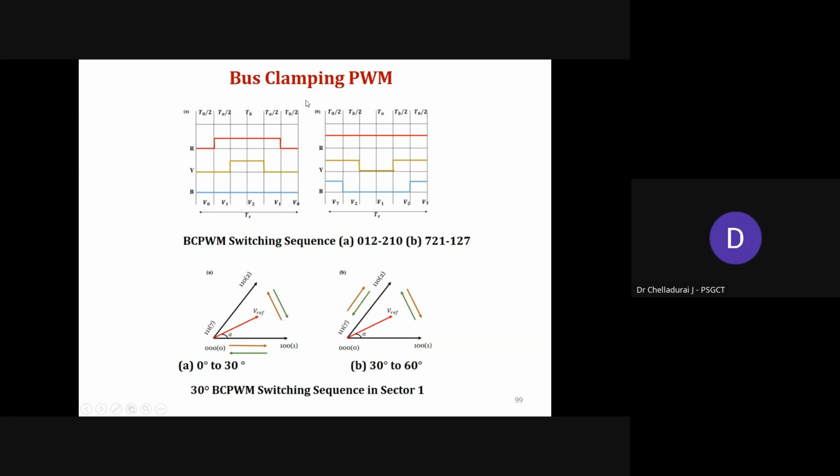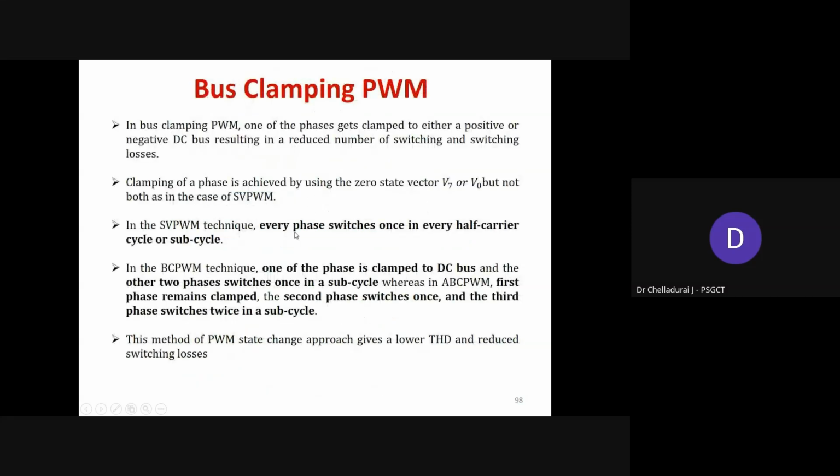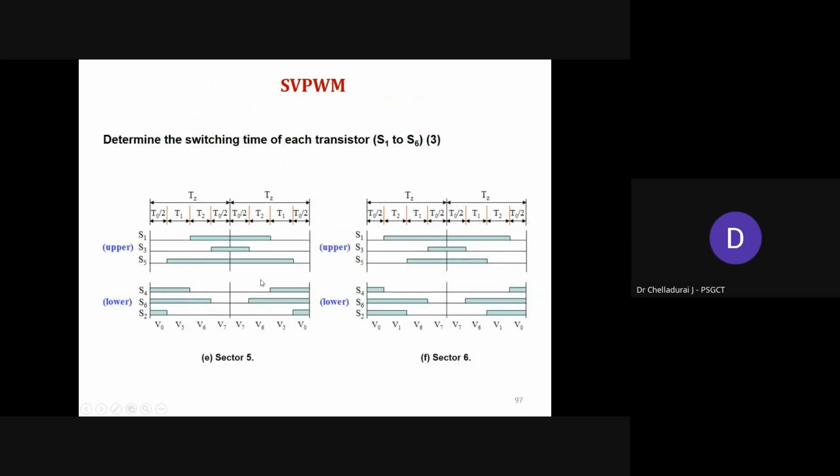But one very important consideration using the bus clamping PWM technique is that one of the phases is clamped. Here the B phase is clamped, here the R phase is clamped. But in the SVPWM technique, there is no clamping arrangement. All the three phases are turned on and off with different patterns. These turn on and off patterns are purely based on the sector, that is where the actual voltage vector is required. For the corresponding voltage vectors, we have to turn the switches on and off.